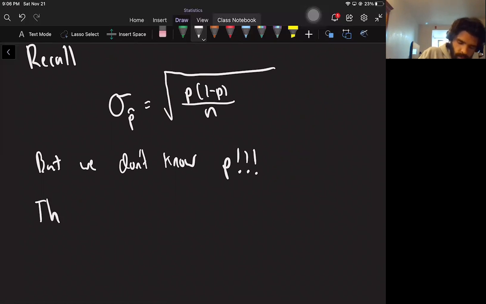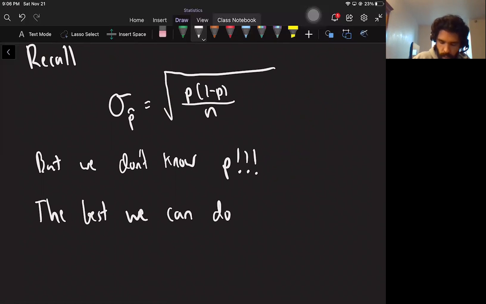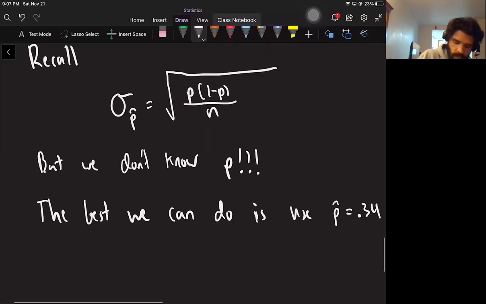Well, this is stats, so we just do the best we can do. It's not perfect. The best we can do is use something that we do have, which is a sample proportion instead. So that's what we're going to do.